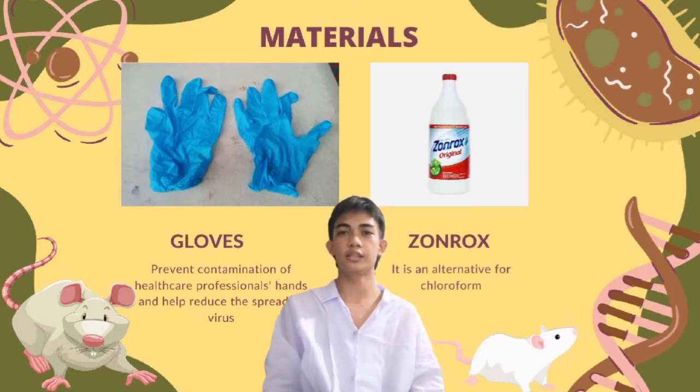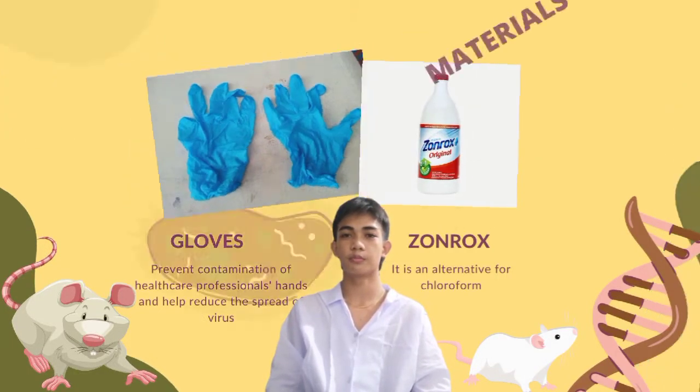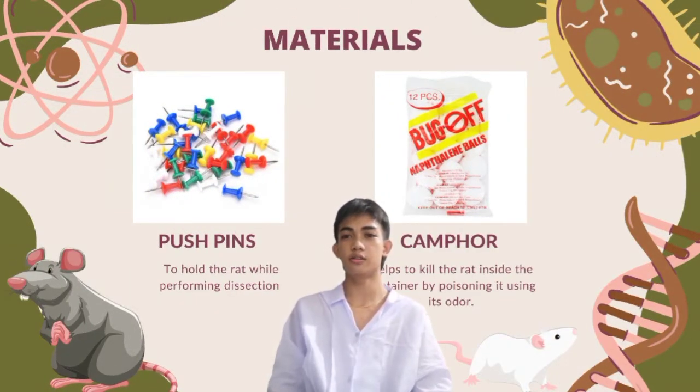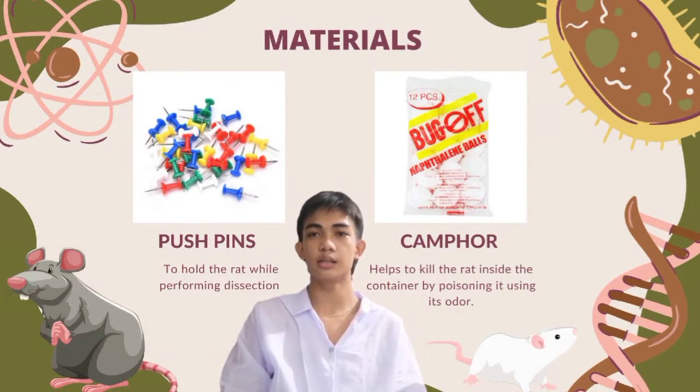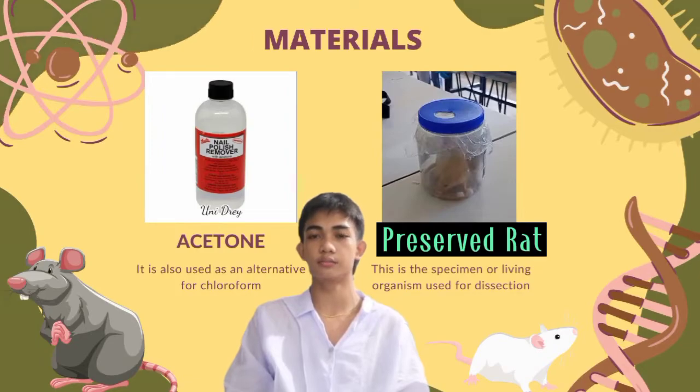Zonrox or bleaching agent. This is a material alternative for chloroform. Push pins to hold the rat while performing dissection. Camphor or mothballs help to kill the rat inside the container by poisoning it using its odor. Acetone. This is another alternative material for chloroform. Preserved rat. This is the specimen or living organism used for dissection.